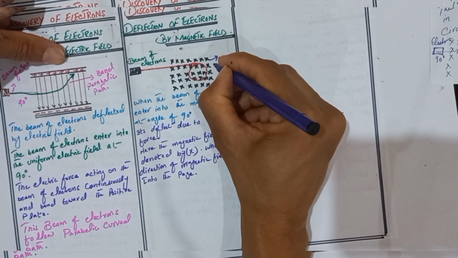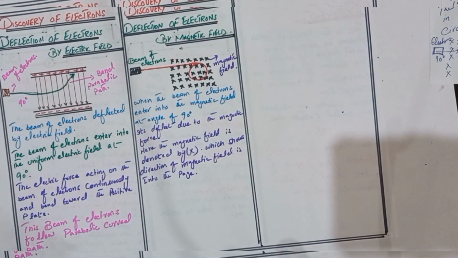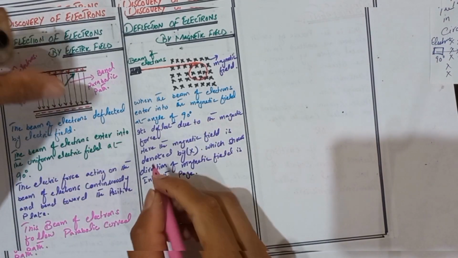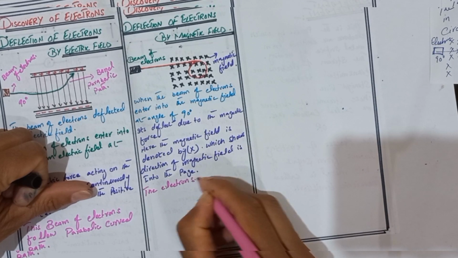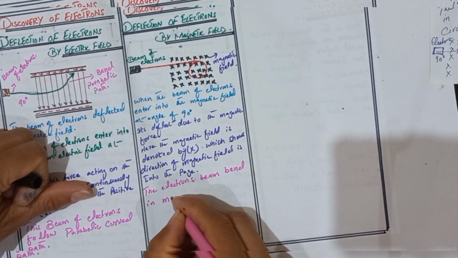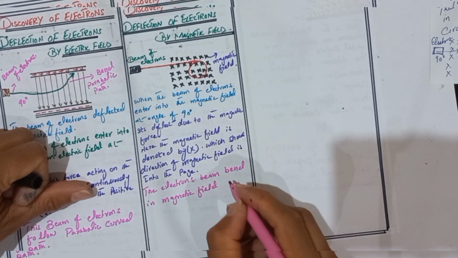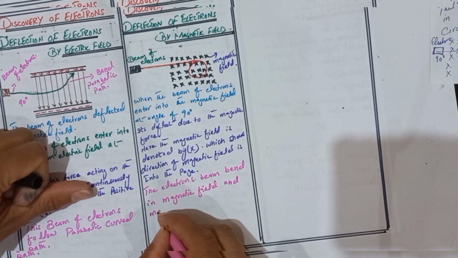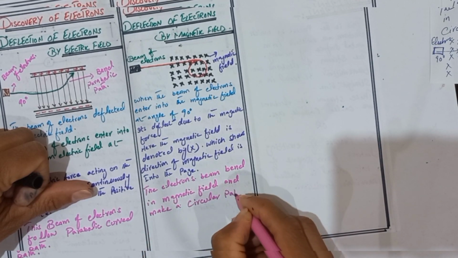This is the magnetic field. The electron beam bends in the magnetic field and makes a circular path.